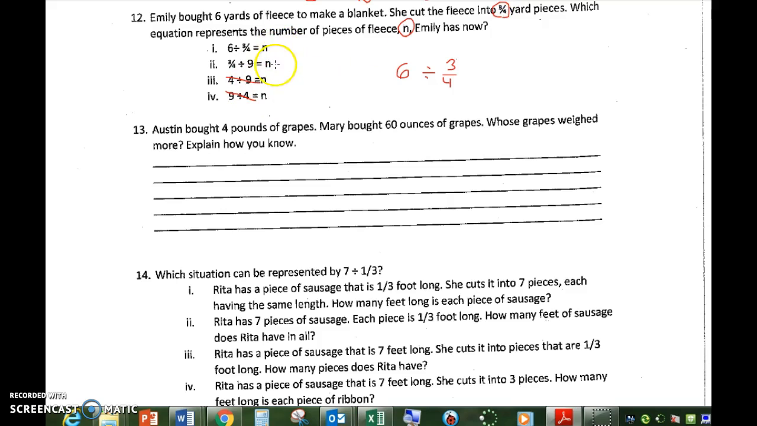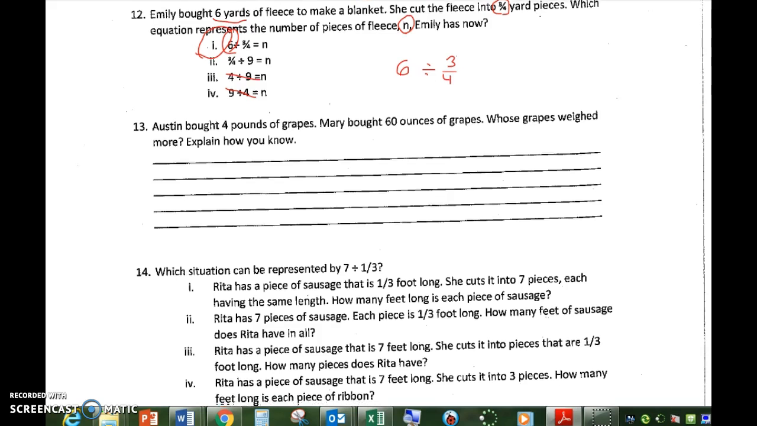So it's one of these two. You have to take whatever the whole amount is, in this case 6 yards, and put it first, and then divide it into the size pieces you want. So that's why number 1 is your best choice in this problem. Moving down.